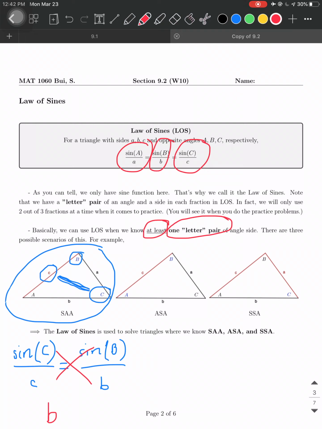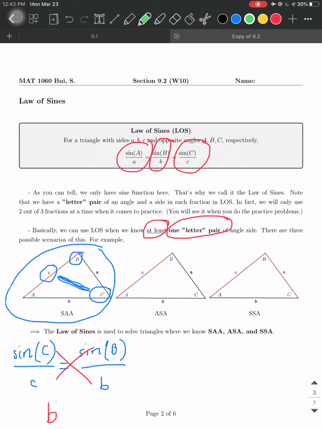And after that, since we know angle B and angle C, we use the triangle sum. We take 180 minus B minus C, and then we will get angle A. After that, you can pair A with either B or C to solve for little a, by using the law of sines. By the way, this case we call SAA, because in order we know side c first, angle B second, and then angle C. The problem gives us all three of them, in order, side then angle. That's why we call it SAA.